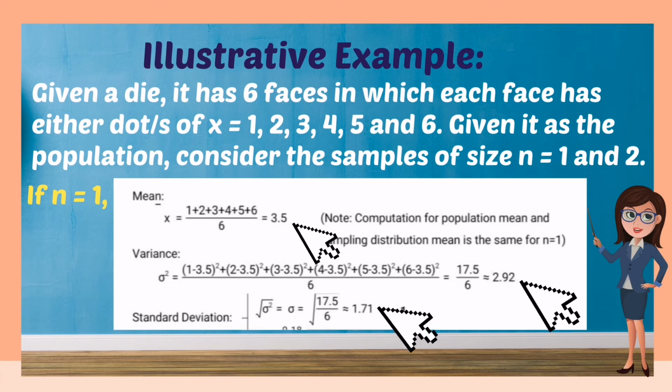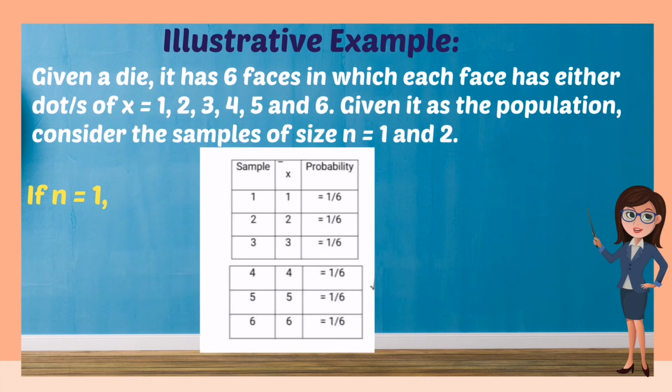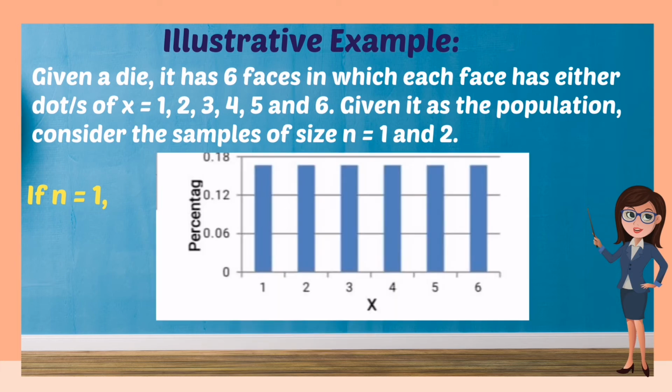And considering the sample of size n is equal to 1, we can get this table containing the sample mean and its probability. So as we can see, the population mean and the sampling distribution of the mean are both equal, which is 3.5. And it also has a variance and standard deviation approximately of 2.92 and 1.71 respectively. So since all the samples have the same probability, which is 1 over 6, the trend of the histogram is like a flat line horizontally.